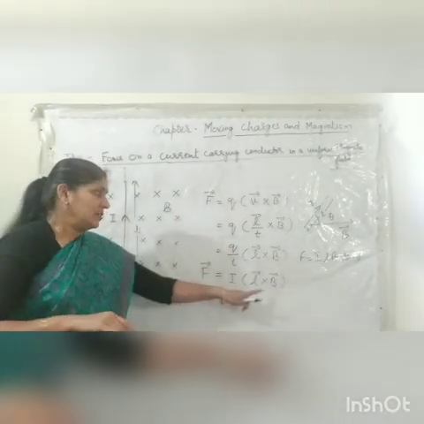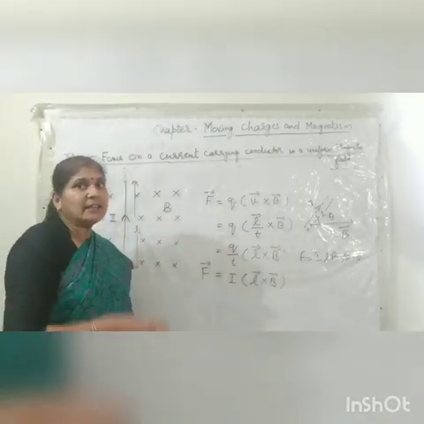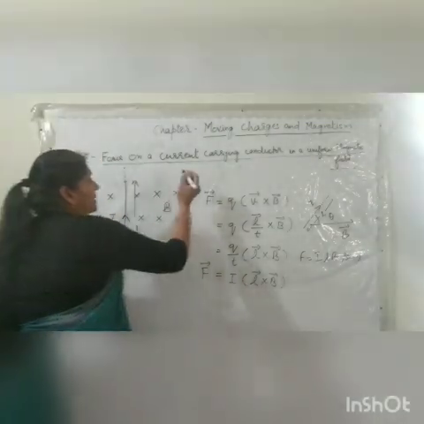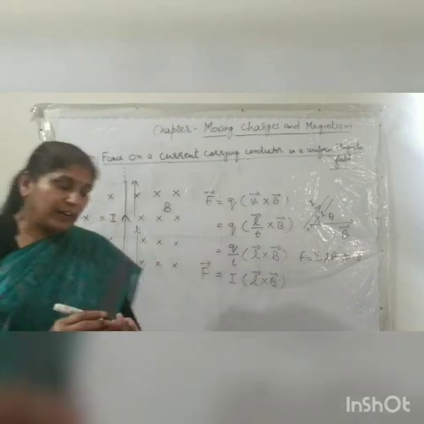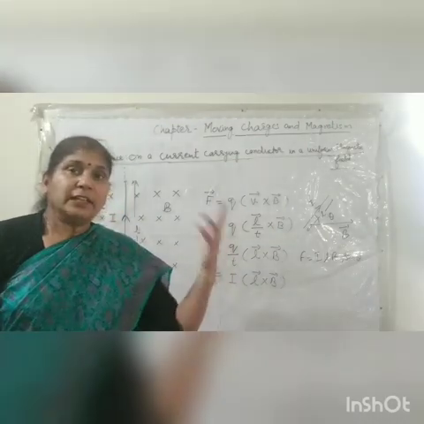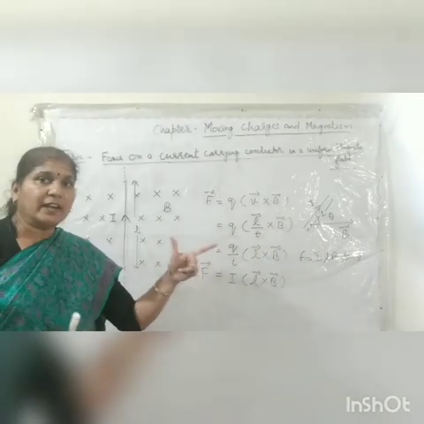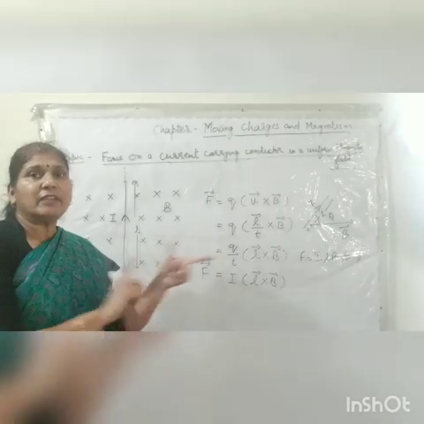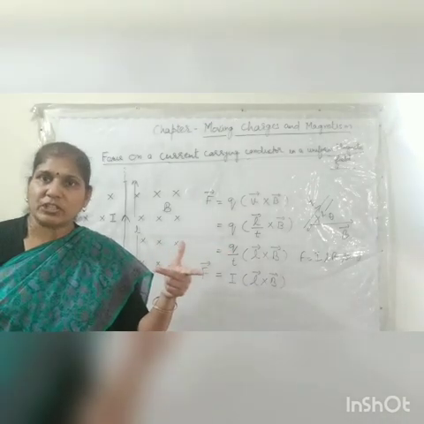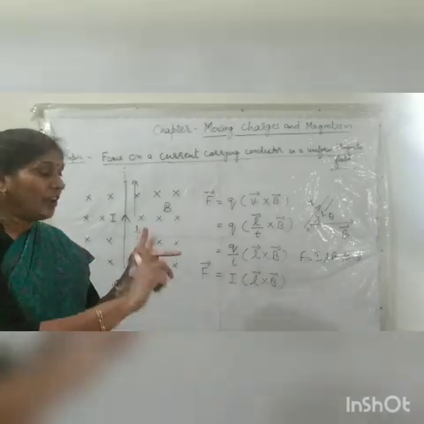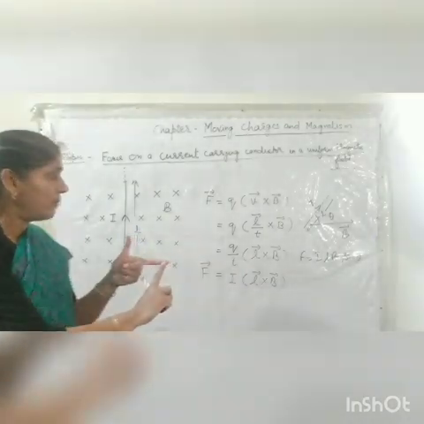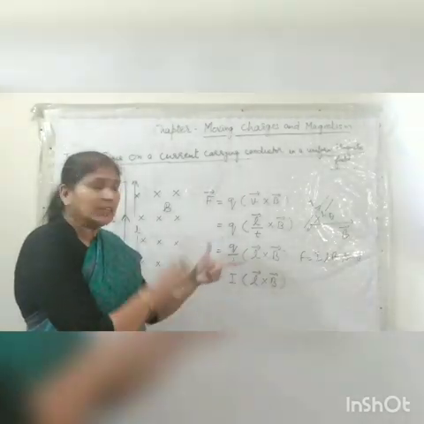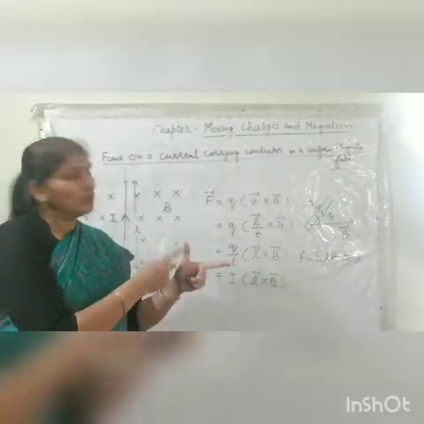So we can use this right hand palm rule, as well as Fleming's left hand rule. What is Fleming's left hand rule? Fleming's left hand rule tells us that if we take our left hand and stretch our thumb, forefinger and central finger in mutually perpendicular directions, then if the forefinger represents the direction of magnetic field and the central finger represents the direction of current, then the thumb will represent the direction of force on the conductor.